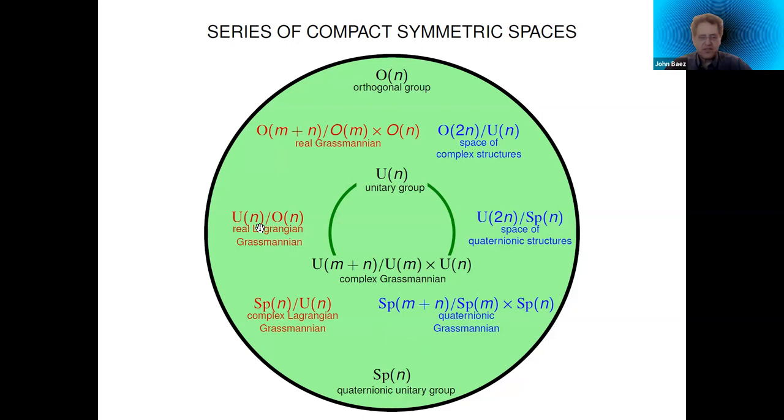Yeah. Okay. These Lagrangian Grassmannians are the ones that are sort of interesting because they're a little less... I'm gonna turn this phone on. A little less obvious what they have to do with symplectic geometry. Anyway, so that's it.